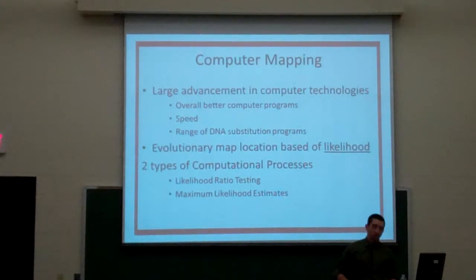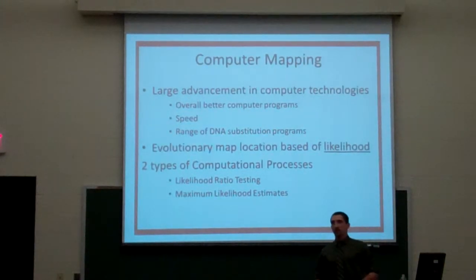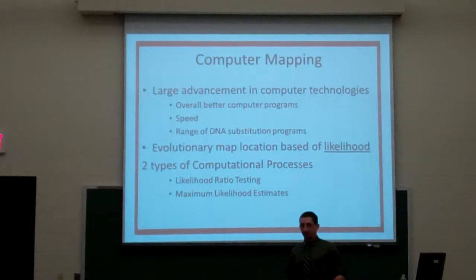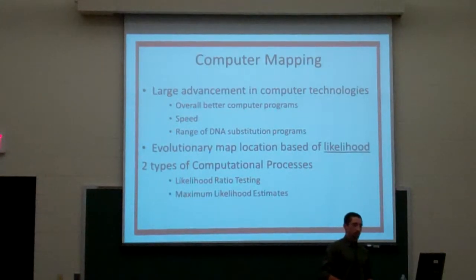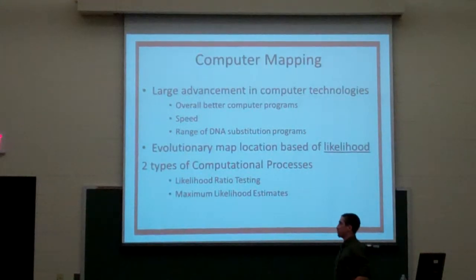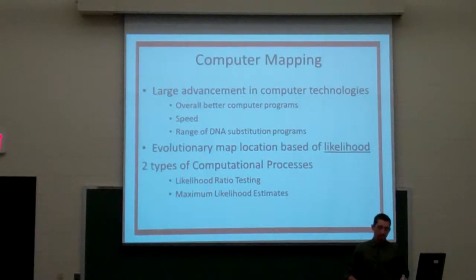Evolutionary application is based on likelihood, so it's the likelihood of comparing one sequence to another. So if you have a series of species, you can compare their genes and see where different mutations occurred, and by mutation you can see where these genes or these species appeared in evolution. The two types of computational processes are likelihood ratio testing and maximum likelihood estimates.